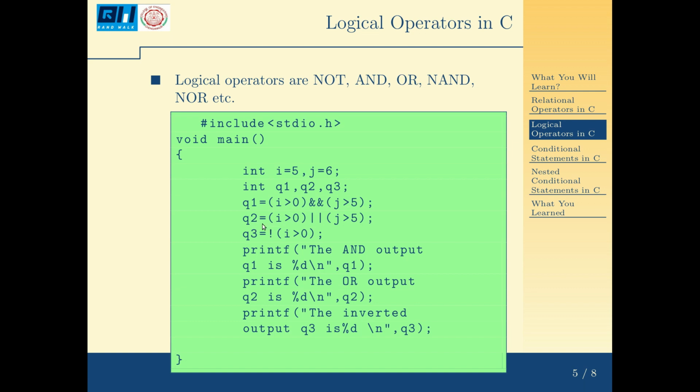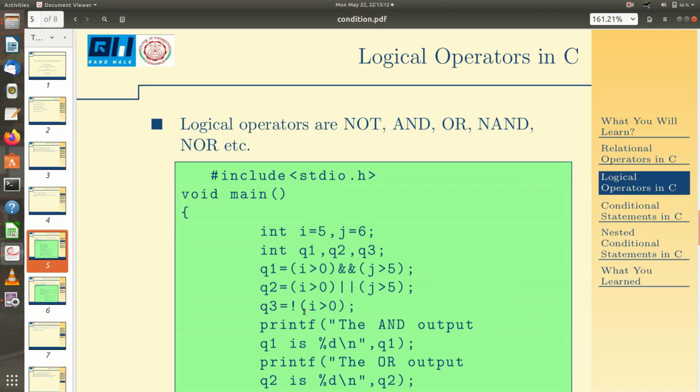Then the q2 value is the logical value of i greater than 0 or, this pipe sign is a logical or operator, j greater than 5. So here also this is true because both are true. Then q3 is the negated value of i greater than 0. That means i greater than 0 is true, then not of that, it is negated, so q3 should be 0. So we will see this output with these printf statements. We will see this demo.